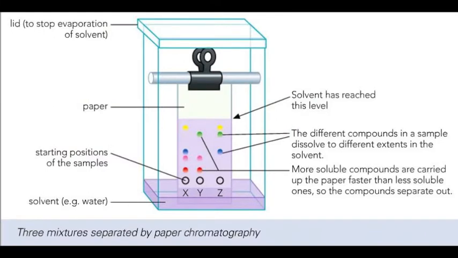In paper chromatography, samples are placed near the bottom of a sheet of special paper. Solvent then soaks up the paper. The different components of the mixture are carried by the solvent at different speeds so that they are separated. The paper with the separated compounds on it is called a chromatogram.